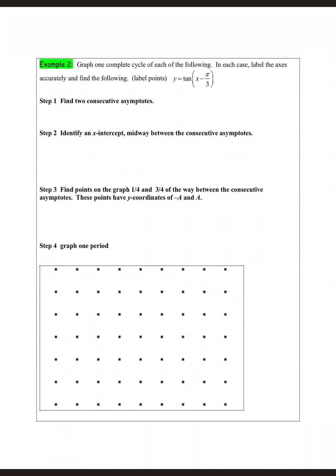Example 2, we're going to graph y equals tan of (x minus pi over 3). We're going to find the two consecutive asymptotes. Once again, we normally graph tangent from negative pi over 2 to pi over 2, and we're going to solve for x in the middle by adding pi over 3.